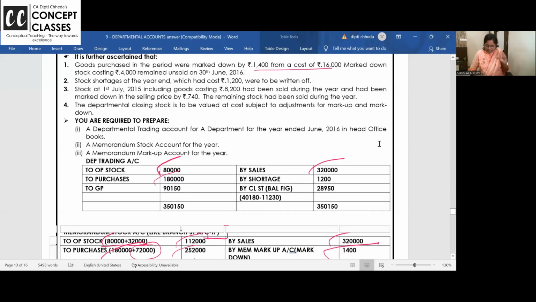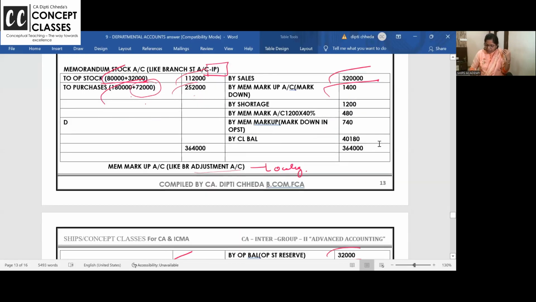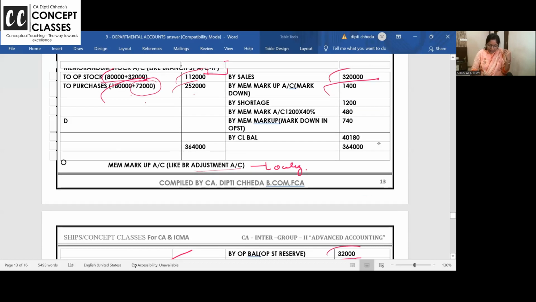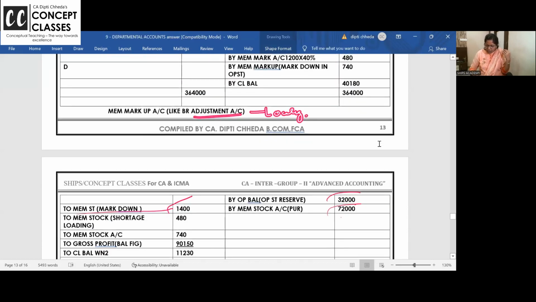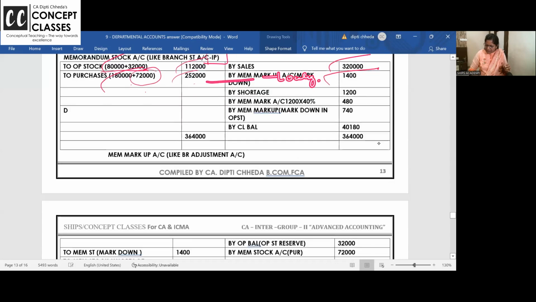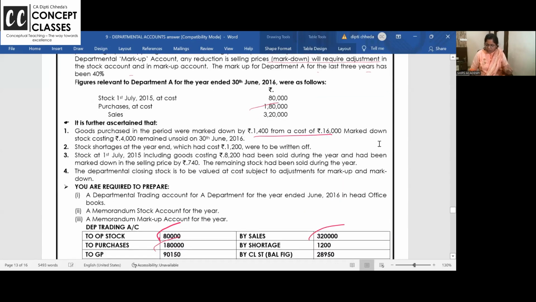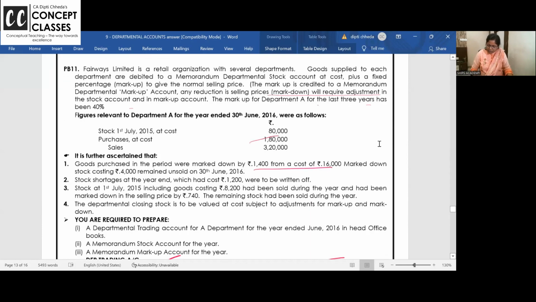So what we have done, 1 second, there was a break. So once again, opening stock 80 की जगह add loading, loading को markup account में credit किया. Purchase add the loading, loading you credited. Sales you have written. Now whenever you purchased, markup you have debited. So markdown you will credit. Markdown you will credit. Clear? Chalo. Now come to this working.